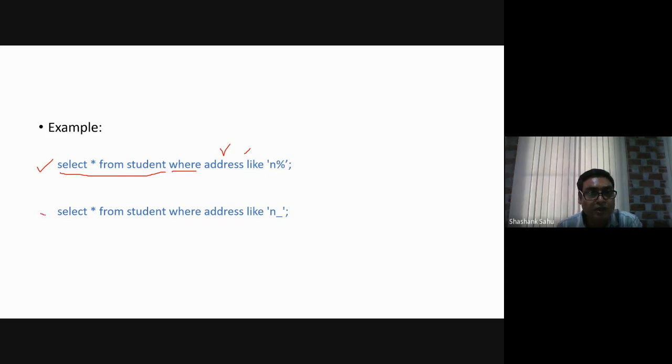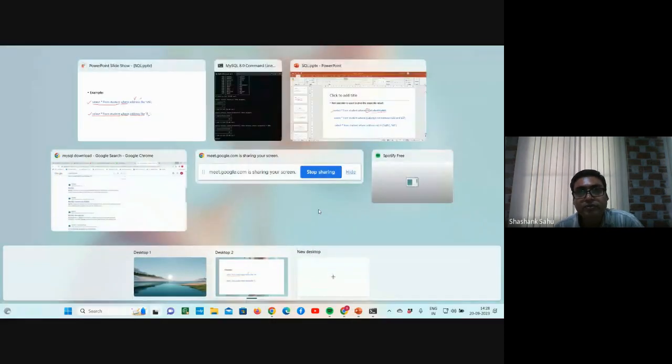Now, if you go for underscore, select star from student up to this level, we know it very well. Then we are using the where clause. Address is the column name and like is the operator, and we have n and underscore. Meaning it will look for strings that have only two characters. The first character should be n, and the second character can be any character. Because underscore represents only a single character, percentage represents more than one character. So I'm showing the output.